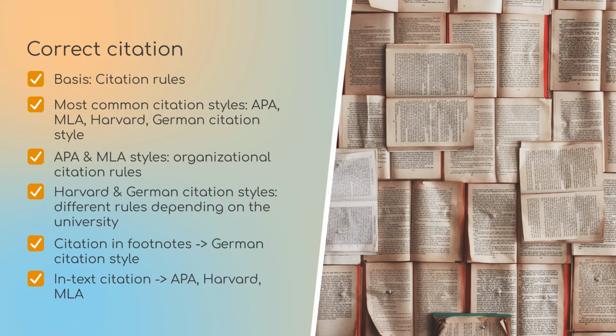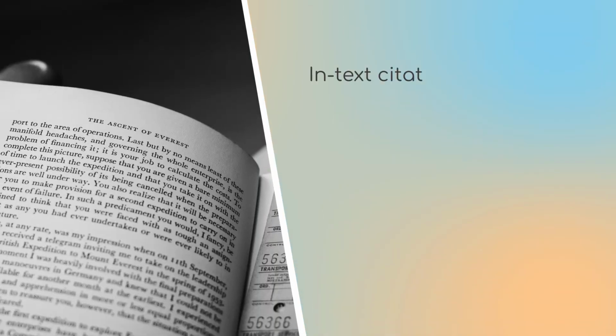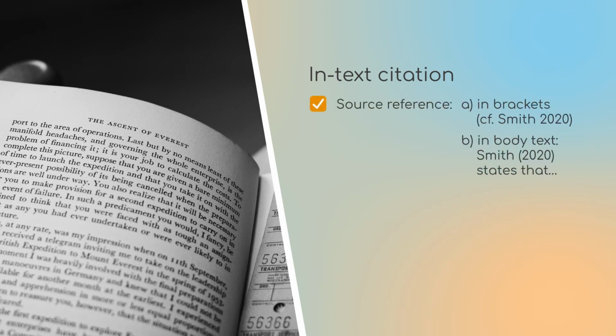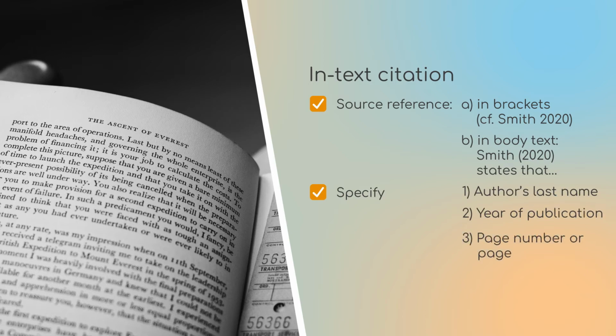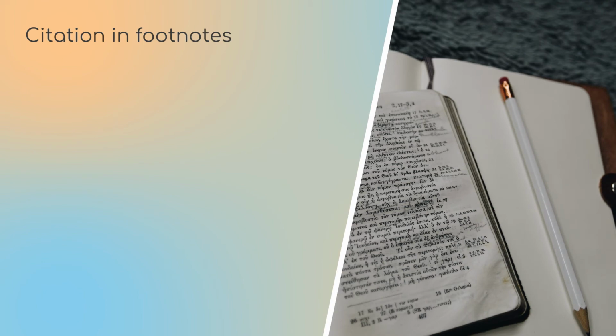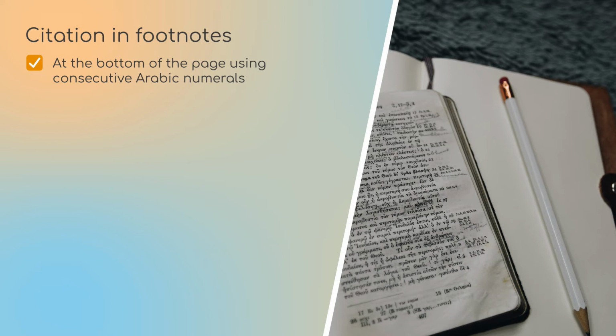The citation in footnotes follows the German citation style. With APA guidelines, Harvard citation style, and MLA style, in-text citation is mandatory. If you cite in the text, the information is given by a reference in brackets or in the body text. There you specify the author, the year of publication, and if necessary the page number or page range. When citing in footnotes, sources are indicated using consecutive Arabic numerals at the bottom of a page. Footnotes are inserted in the body text by means of a superscript Arabic numeral.